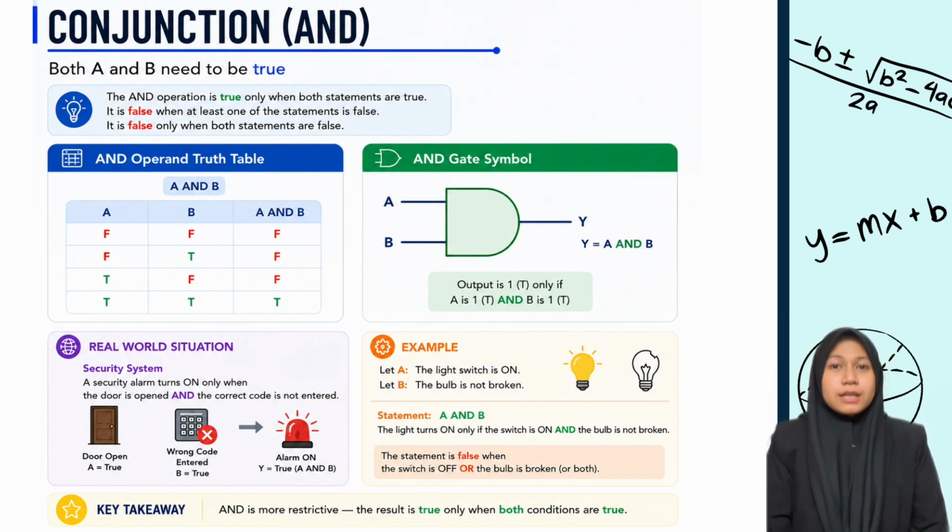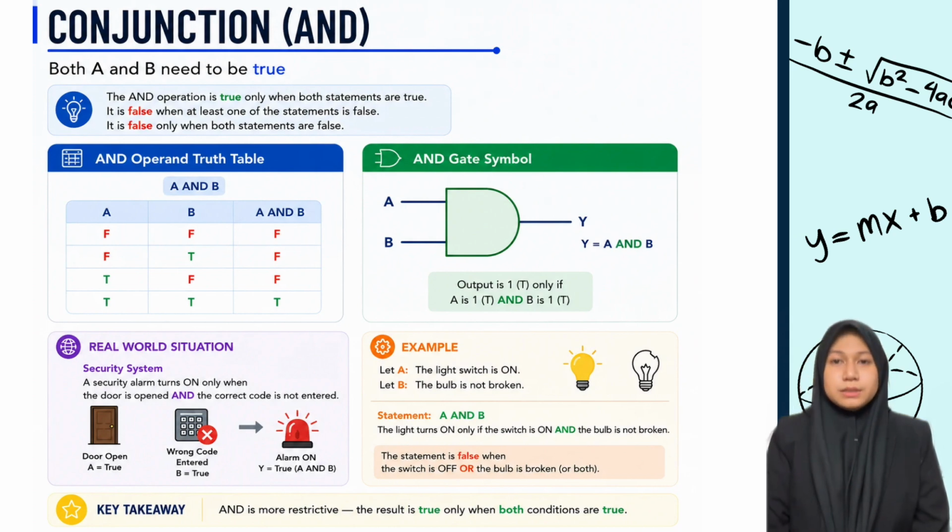In digital logic, the AND operation is represented by an AND gate. The output is 1, or true, only when both inputs are 1. For example, let A be the light switch is on and B the bulb is not broken. The light will turn on only if both conditions are true.